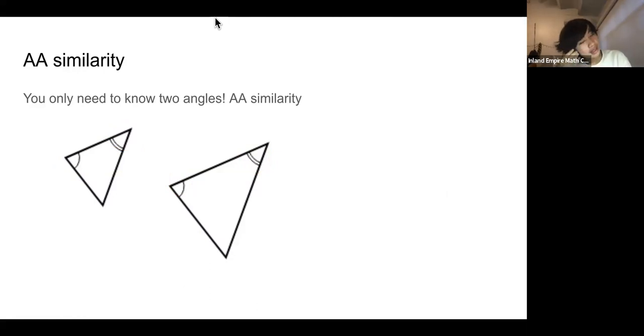But if that didn't make complete sense, all you need to know is that this angle is also going to be the same because the sum of the angles in a triangle is always going to be equal. So if you know 2 angles, then you'll know the last one. And if you know the 2 angles, the last one is always going to be the same. And that means that they are similar.